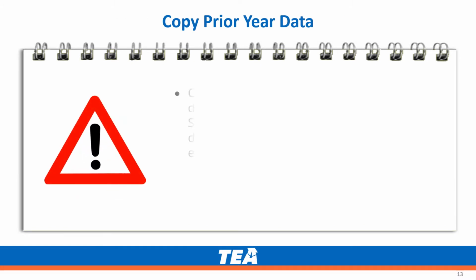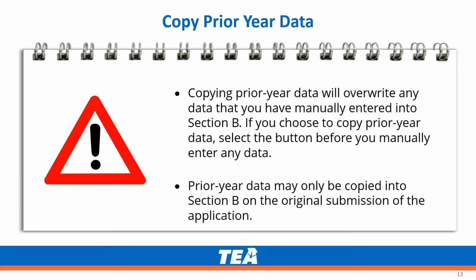Please be cautious about the following when using the Copy Prior Year Data feature. Copying prior year data will override any data that you have manually entered into Section B. If you choose to copy prior year data, select the button before you manually enter any data. Prior year data may only be copied into Section B on the original submission of the application.